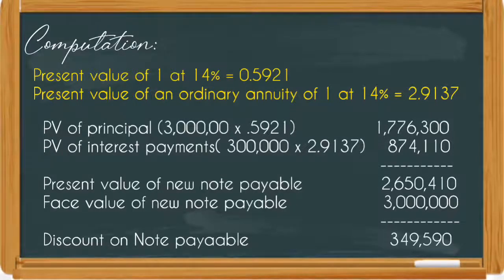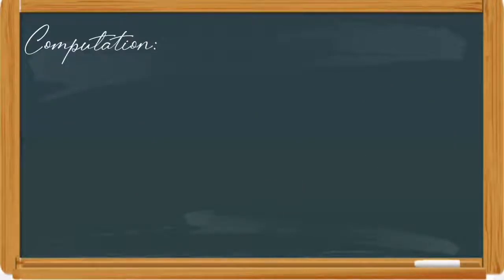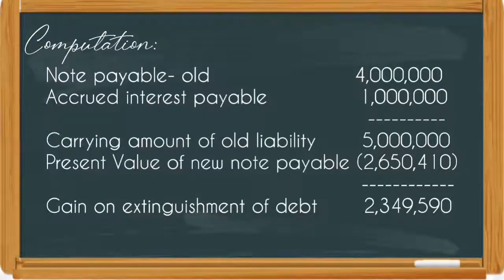So, we subtract the present value of the new note payable from the face value of the new note payable. So, 3 million minus 2,650,400 is equal to the discount on note payable, which is 349,590. Next, we will compute the gain on extinguishment of debt.